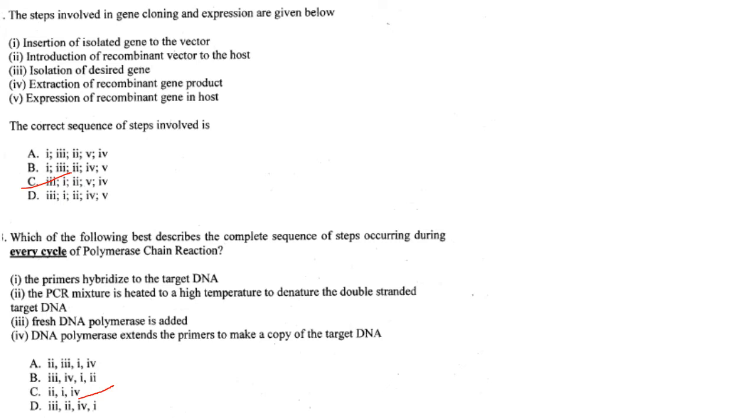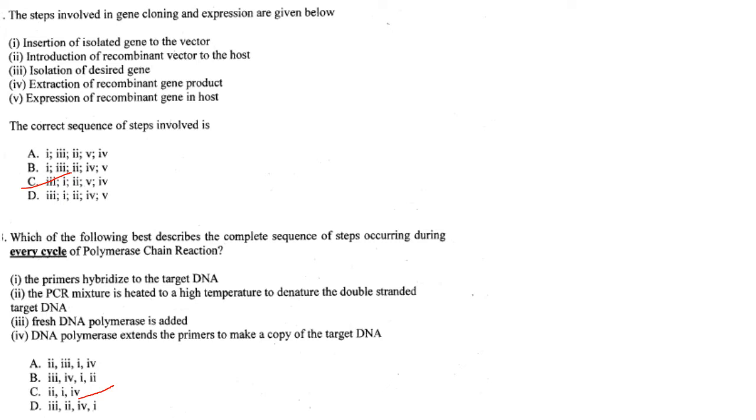Fresh DNA polymerase is added is not correct. It is not added during every cycle of the PCR. You add Taq polymerase once and for all. Taq polymerase is heat resistant and that is the DNA polymerase that extends the primers to make copies of the target DNA in the case of a PCR.